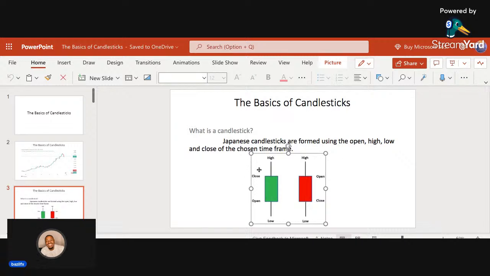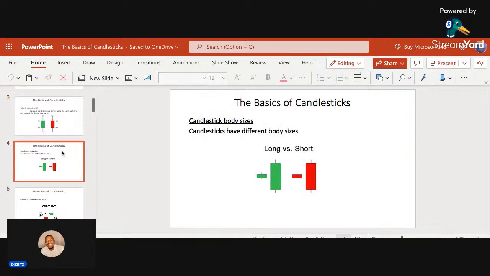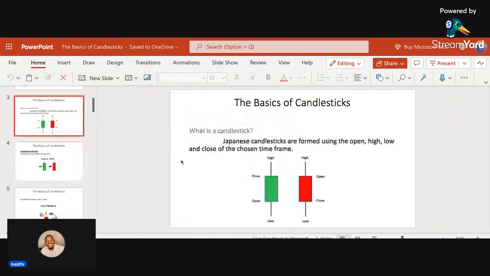So this is the bullish candle, this is the bearish candle, guys. I hope you have understood that. Then when we jump to the next thing, the candlestick has a body. This is the body and this is the wick. These sticks you see are the wicks and this is the body.